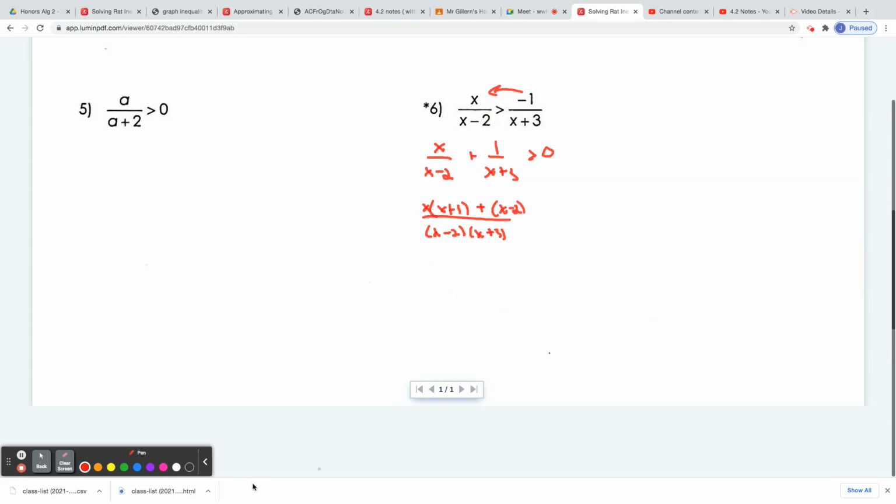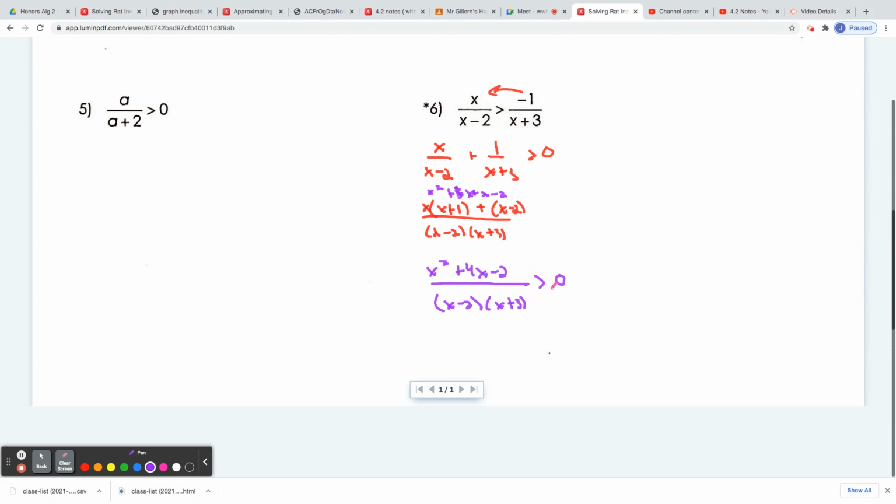So up top, I get x squared plus 3x. That's a 3, I knew I was going to make that mistake. Did that say 3? Yeah, sorry. So that's going to be 3x plus x is 4x minus 2. So x squared plus 4x minus 2, when I distribute that and combine like terms, over x minus 2, x plus 3. So we now have one fraction.